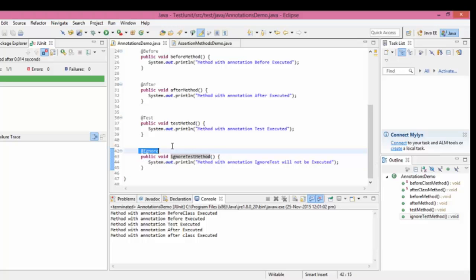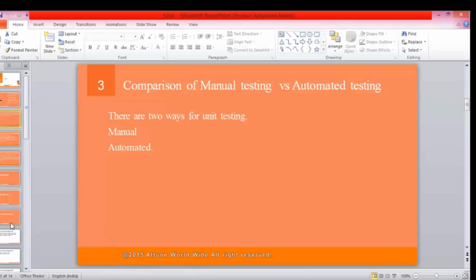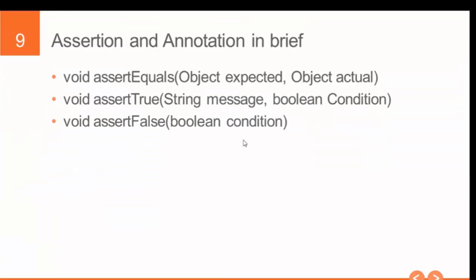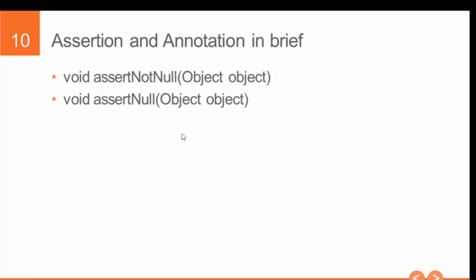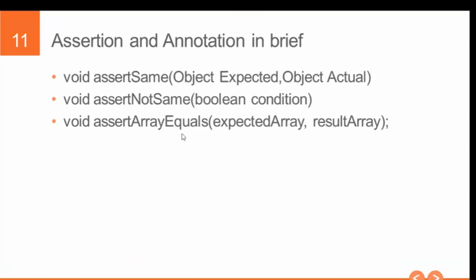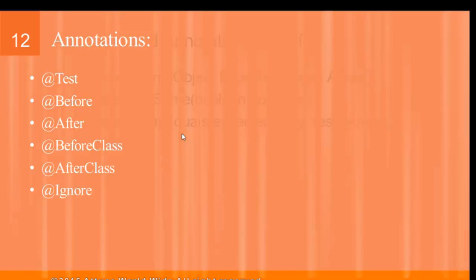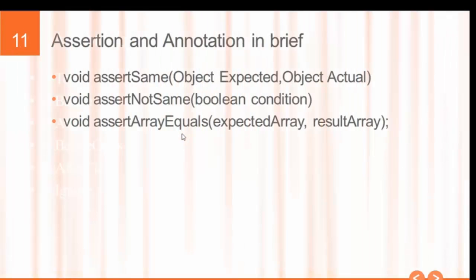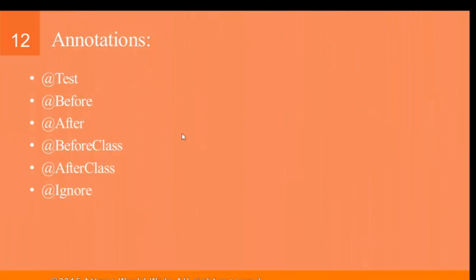So these were the annotations and assertions we have discussed. Here you can also see the list for assertions and annotations: assertEquals, assertTrue, assertFalse, then assertNull and assertNotNull, and assertSame, assertNotSame, assertArrayEquals. We have almost seen all of this. Then we have seen annotations: @Test, @Before, @After, @BeforeClass, @AfterClass, and @Ignore.